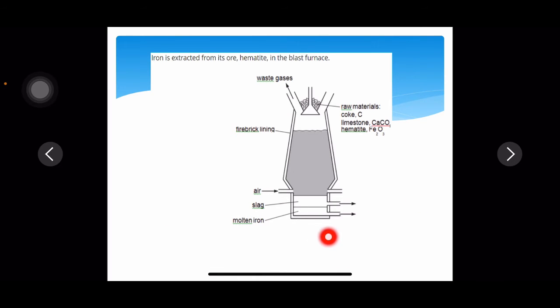It's a clear picture of a blast furnace, very simplified. These three raw materials are added to the blast furnace. From this passage, the waste gases are escaping. From here, the hot air is blown. Slag is always over the molten iron because of the density difference. Molten iron is more dense than slag, and they are collected from the bottom of the furnace.